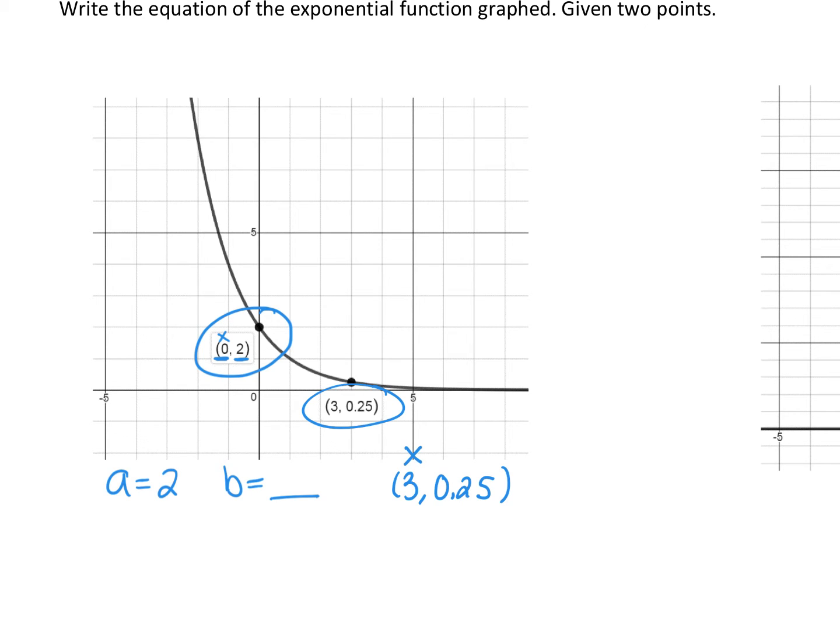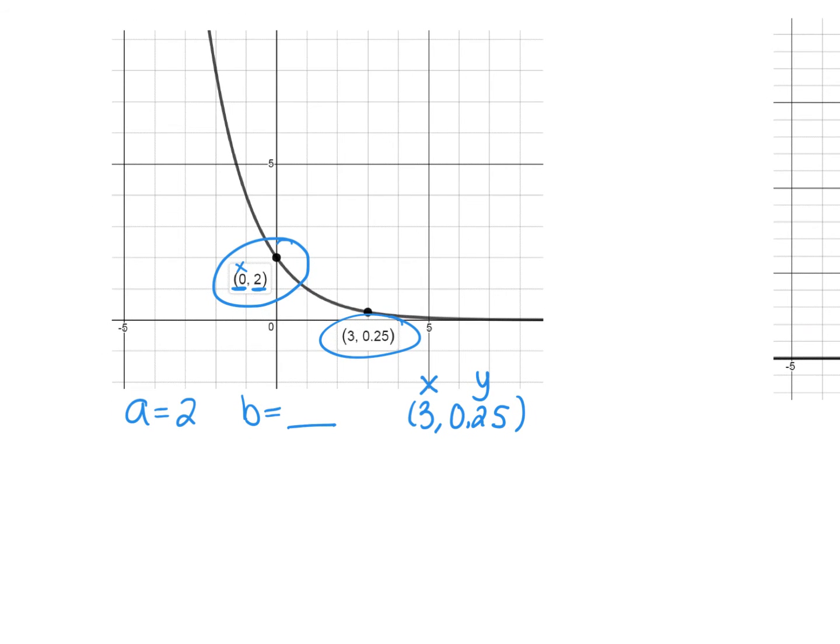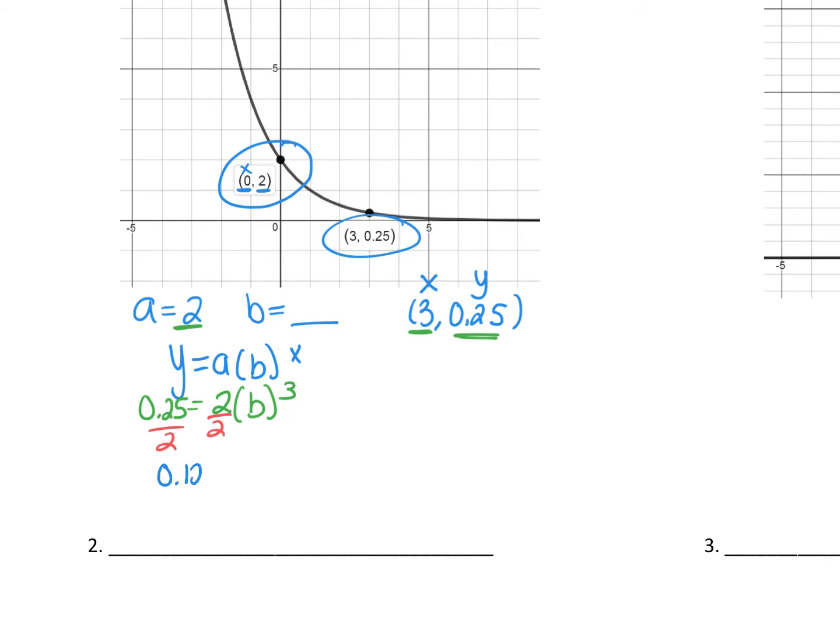When we're given a point, we know that the first number is x and the second number is y. So now I'm going to use the formula a times b to the x, and I'm going to substitute in what I know. So I know that a is 2, x is 3, and y is 0.25. By substituting all those things that I know, I can leave b in the equation and solve for b. So the first thing I'm going to do is divide by 2 because I want to get the b alone. And so I'm going to get 0.125 equals b to the third power.